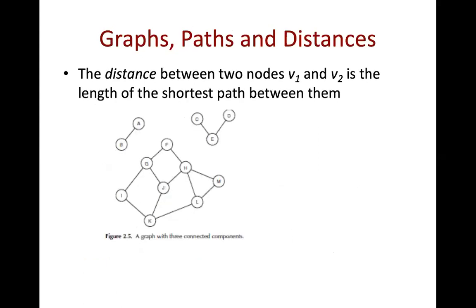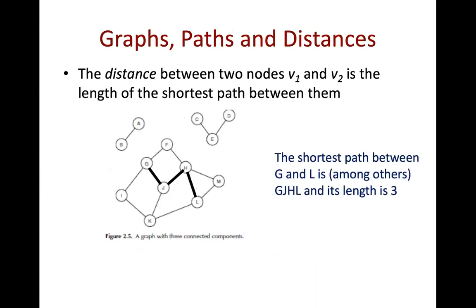The distance between two nodes, V and W, is the length of the shortest path between them. So you can find that the distance is three because there are three edges from G to reach L.